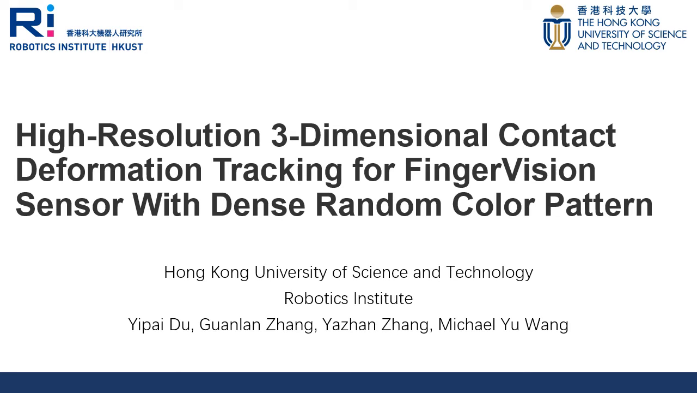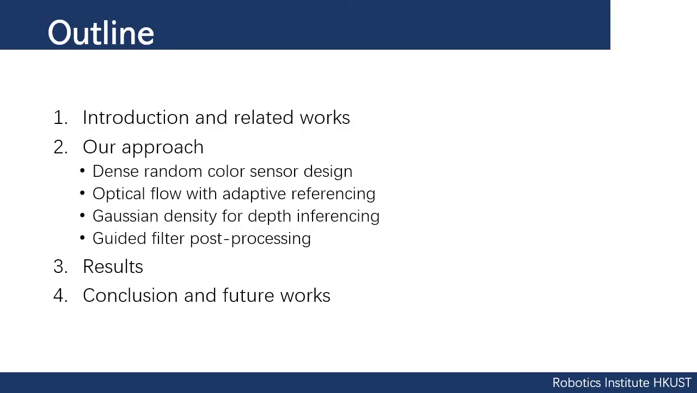I'm going to introduce our recent work at ICRA 2021, high-resolution three-dimensional contact deformation tracking for FingerVision sensor with dense random color pattern. This is the outline. Our approach mainly consists of four parts: dense random color sensor design, optical flow with adaptive referencing, Gaussian density for depth inferencing, and a guided filter for post-processing.